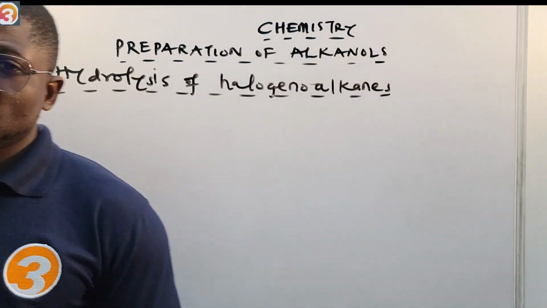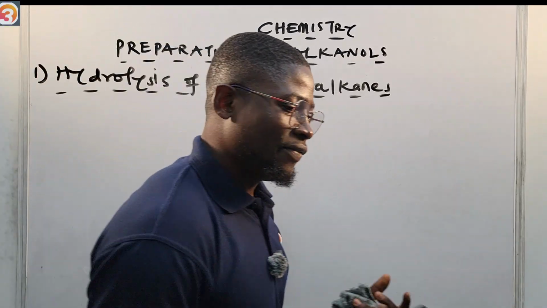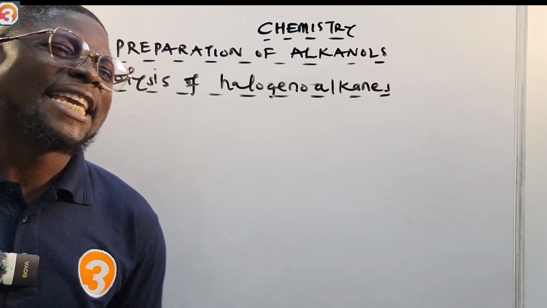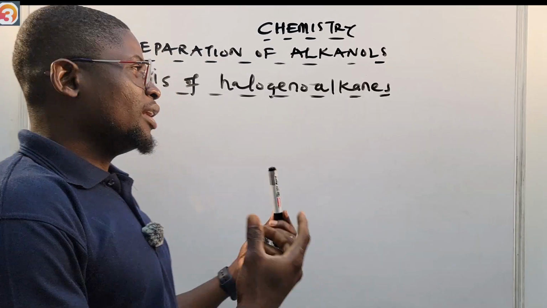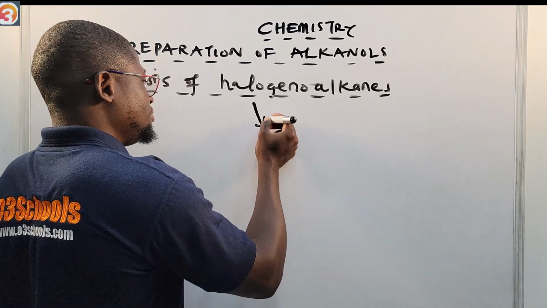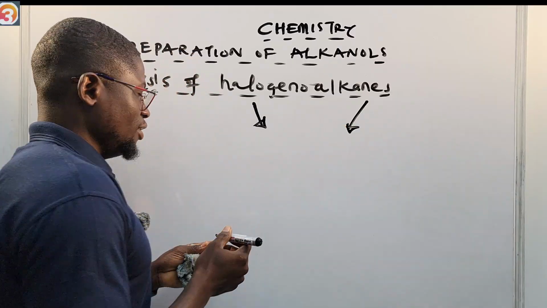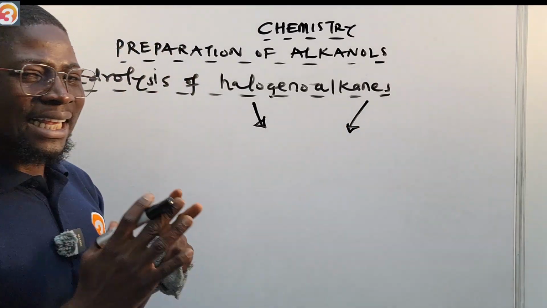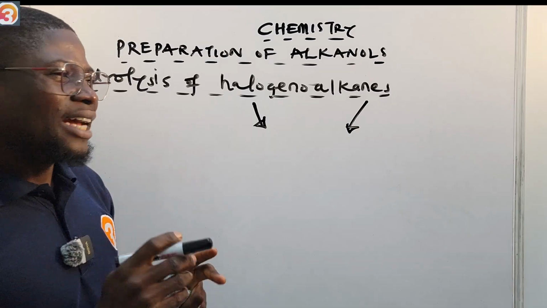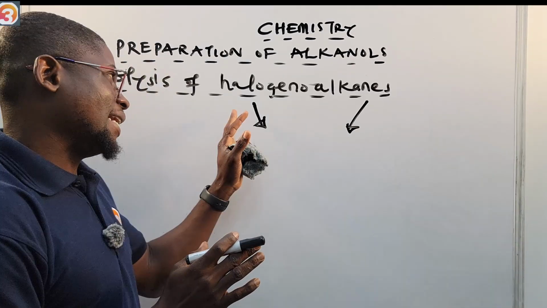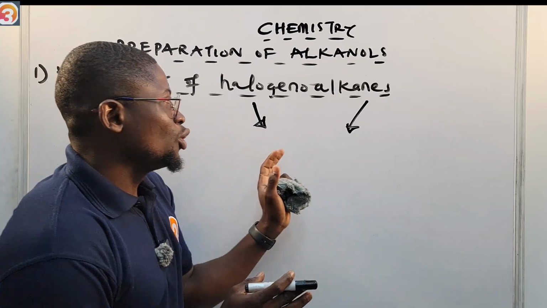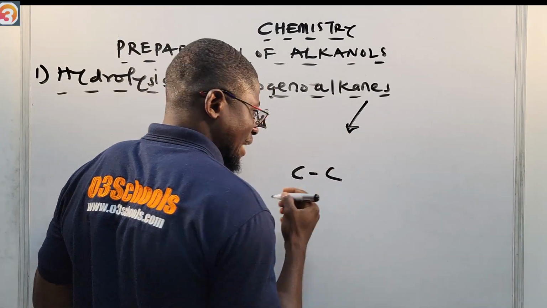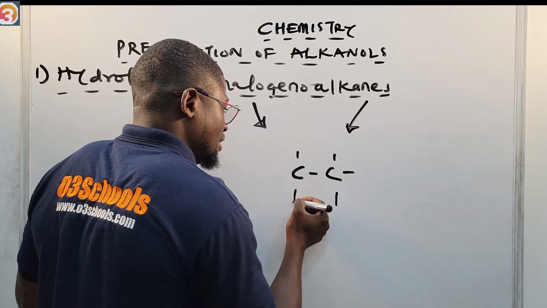So hydrolysis of haloalkanes is one of the first methods we're going to be looking at under the preparation of alkanols. First of all, I think the first thing that comes to your mind is, what is a haloalkane? All right, so it's very easy. There are only 2 words here. That's a halogen and an alkane. This means that a haloalkane is an alkane in which one of the hydrogen atoms has been replaced by a halogen. Get it now? So we have an alkane, let's say, for example, ethane. All right, this is ethane.